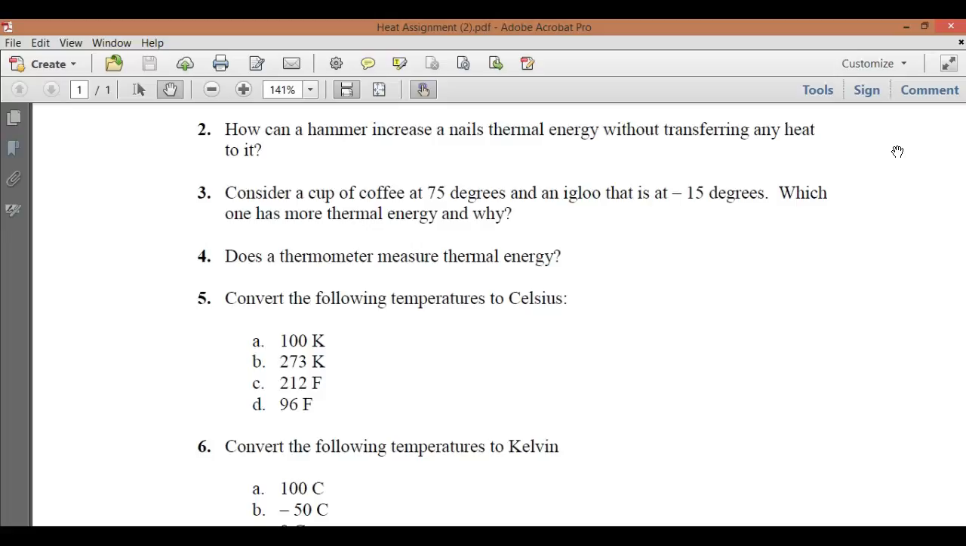For question C, by definition, 0 degrees Celsius is equal to 273. No decimal place because there's no decimals in 0 degrees Celsius.